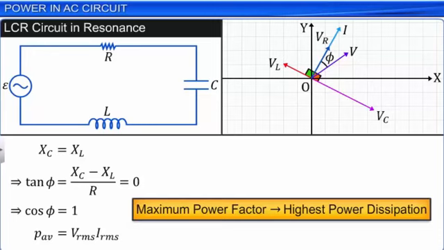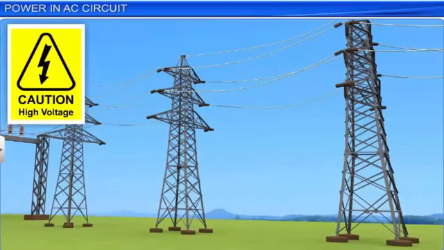For example, when the distance is large, power is transmitted at very high voltages in order to minimize dissipation. This is so because a higher voltage implies lower current and subsequently lower power loss.